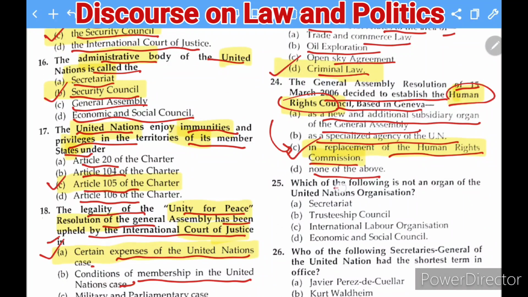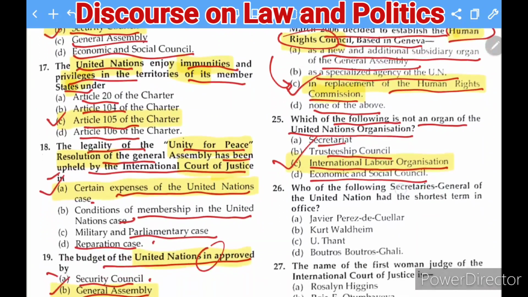Next question: which of the following is not an organ of the United Nations organization? So which is not an organ of the United Nations? The options which are given here: the Secretariat, Trusteeship Council, International Labour Organization, Economic and Social Council. So which is the right answer? Again, this question already has been asked, so now this option is International Labour Organization. So this is the question which we had already attempted.